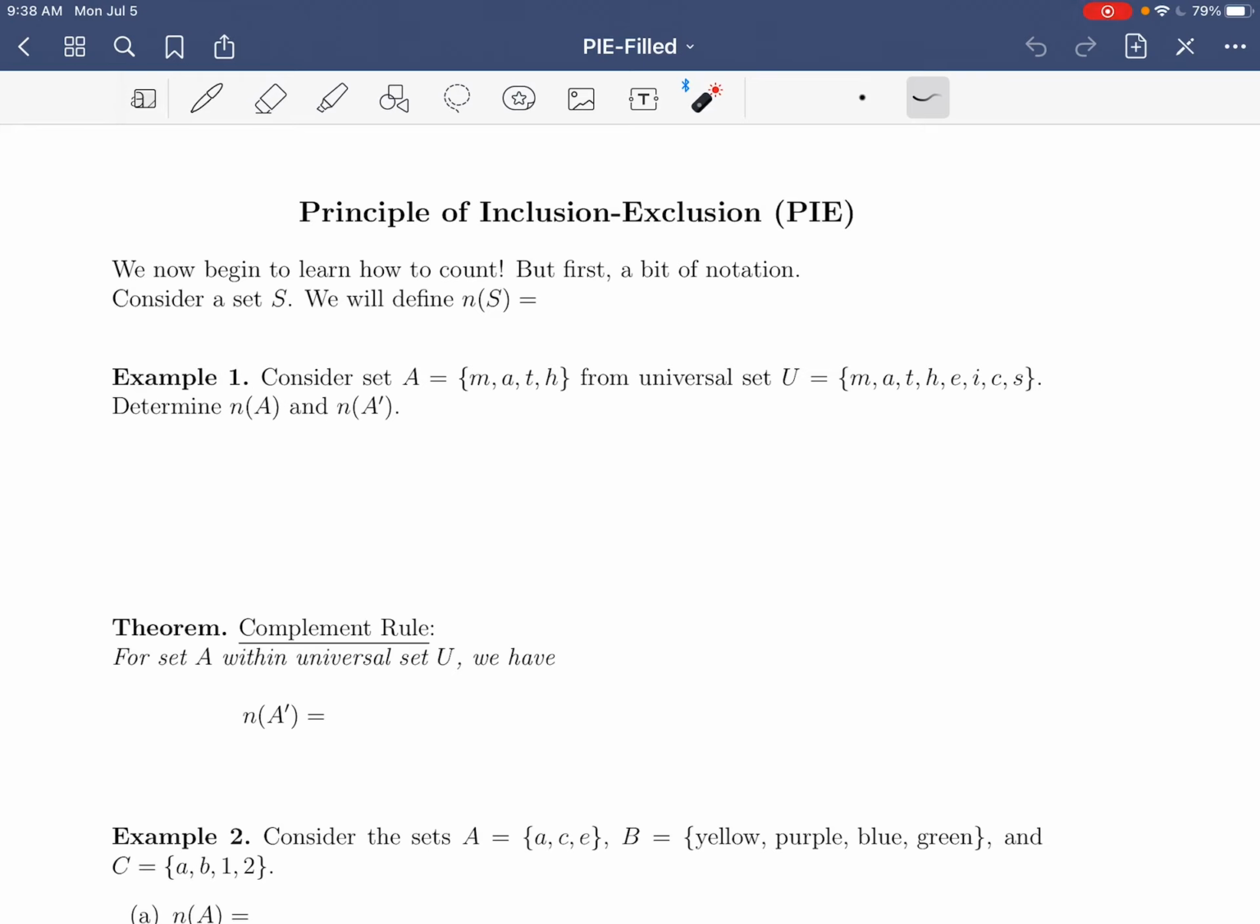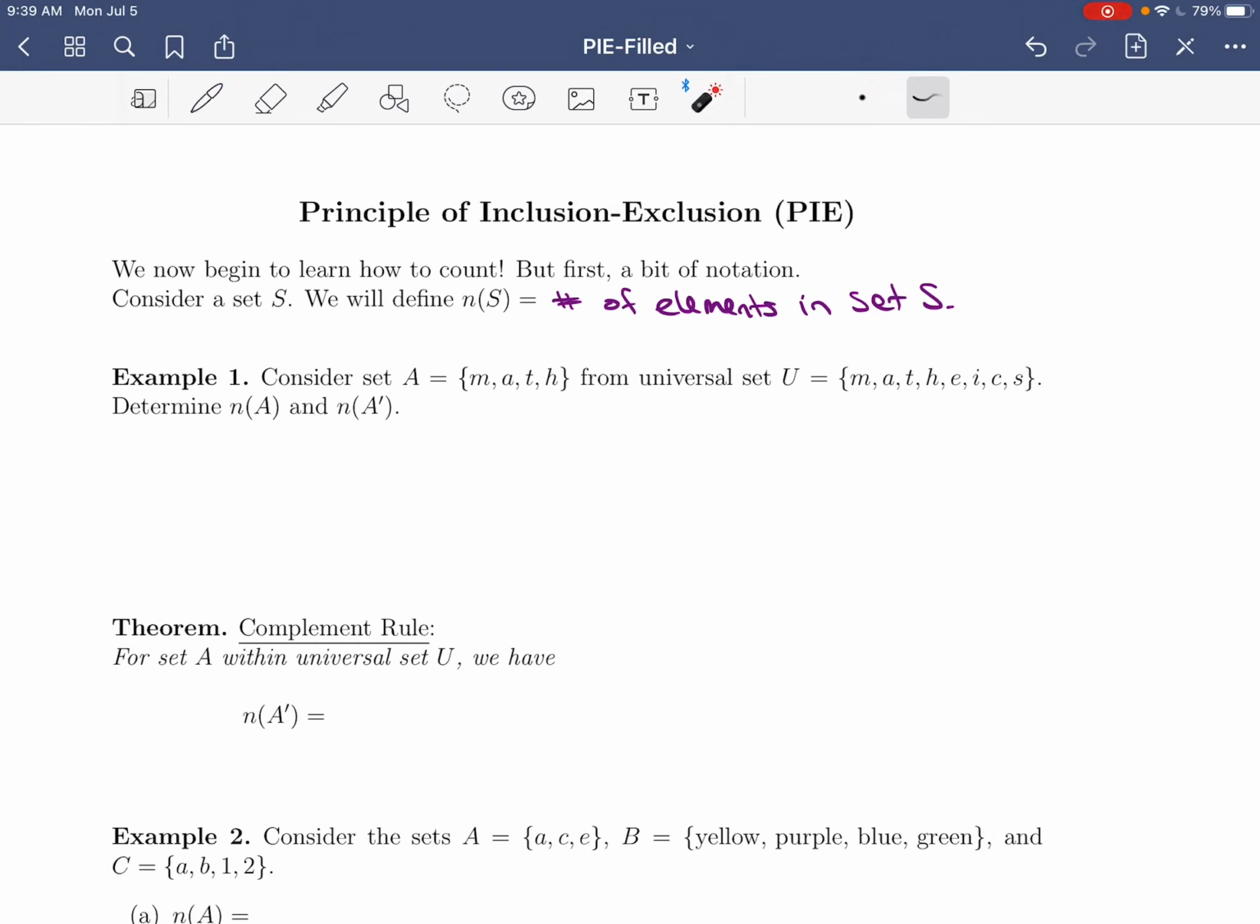Okay, so here's where we start to count. We're going to start with some notation first. If we have a set S, little n of S is going to be the number of elements in set S. So when it's n of S, we don't actually care what's in S, we only care about how many things are in S. Okay, so let's see an example.